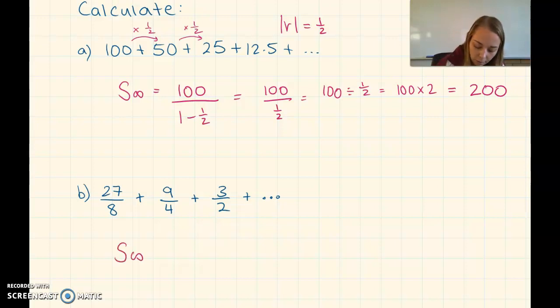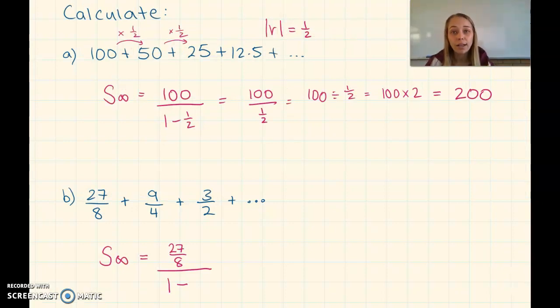Okay, so we have the sum of the first infinite terms is going to be T1, which is 27 on 8, divided by 1 minus the common ratio of r. So we need to find out what that r is, and remember, if we're not sure, we can just find the next term and divide it by the previous term. So I might do that off to the side here. Let's do r is going to be equal to 9 on 4 divided by 27 on 8, for example.